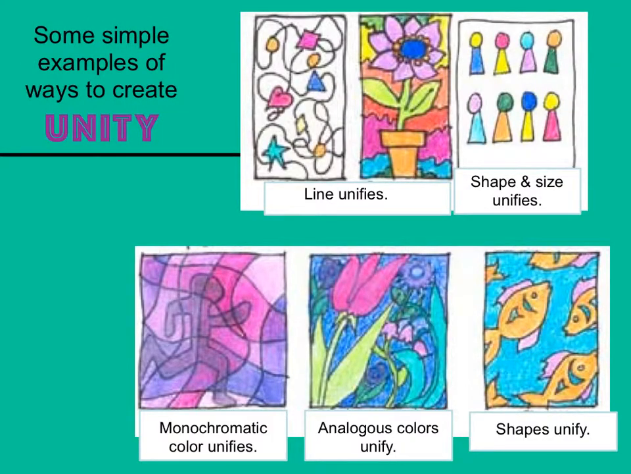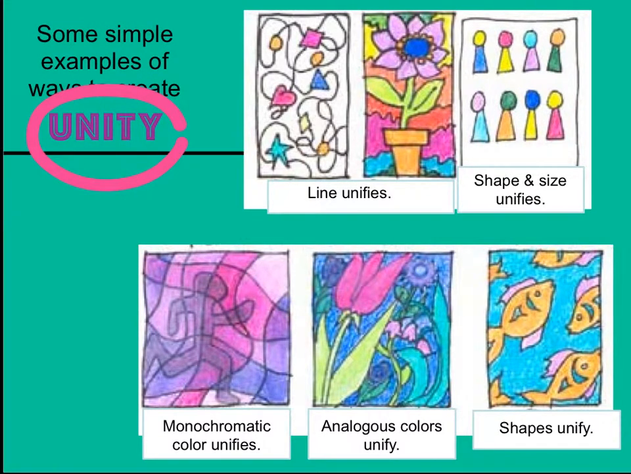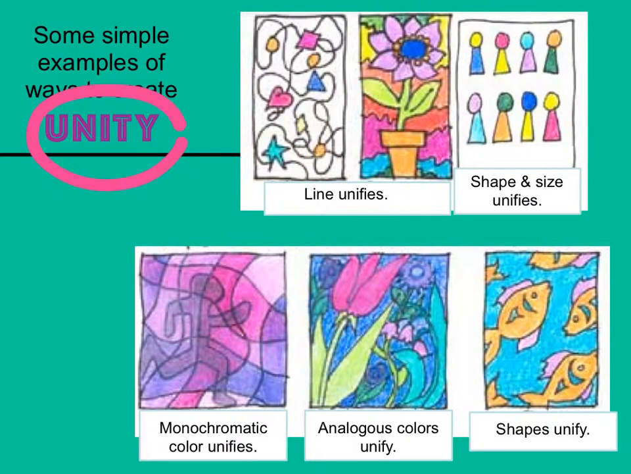Here are some very simple examples of ways to create unity in artwork. You can use line to unite different parts of a design. Repeated use of the same two shapes along with the same sizes helps to unify the varying colors of the shapes in this design. The use of monochromatic colors, shades and tints of one color, will always work to create unity in a composition.